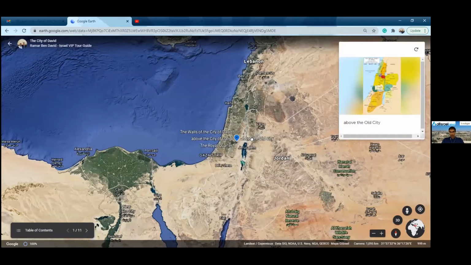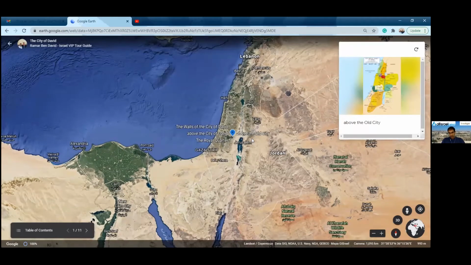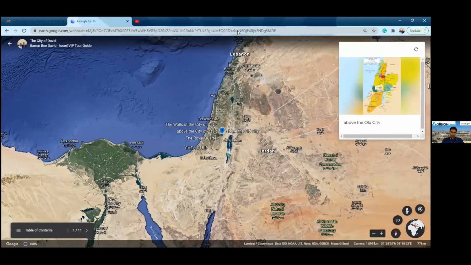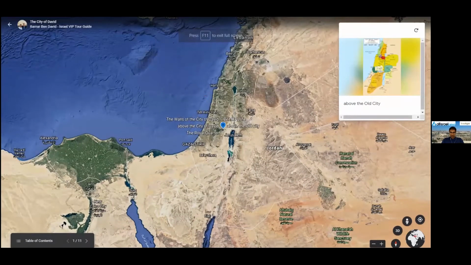So at the moment, we're looking at Israel from above. If you are not familiar with Israel, here's the coastline of the Mediterranean. You can see the Sea of Galilee right over here. And you can see the Dead Sea and even the Red Sea all the way at the bottom, okay? So this is, again, Israel, and our focus will be Jerusalem, of course.